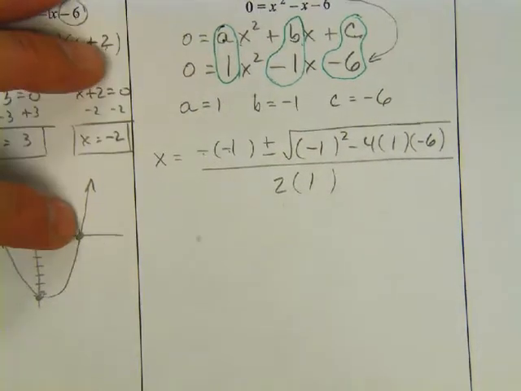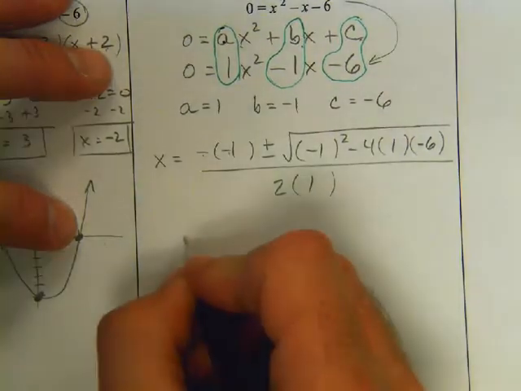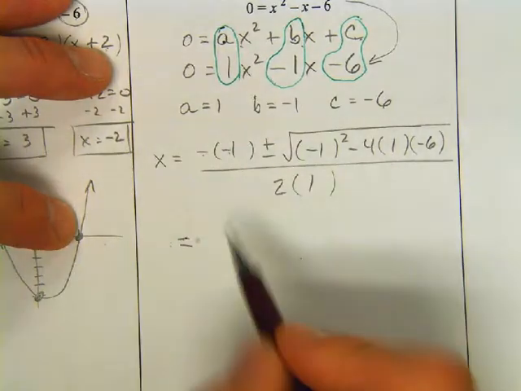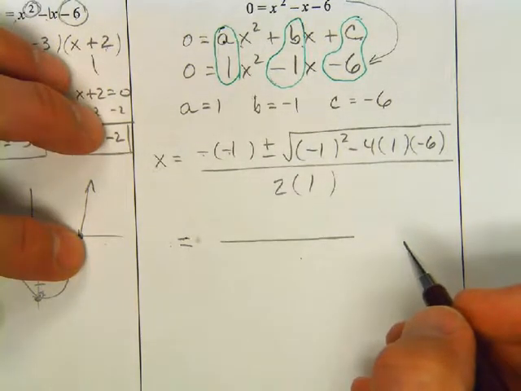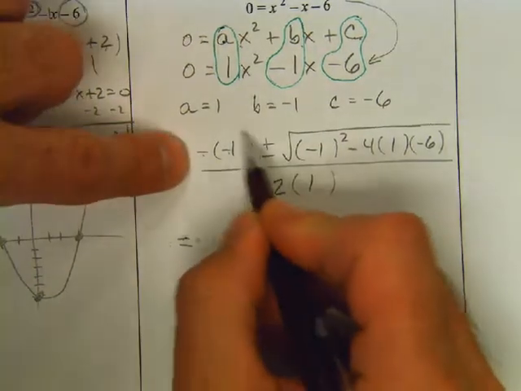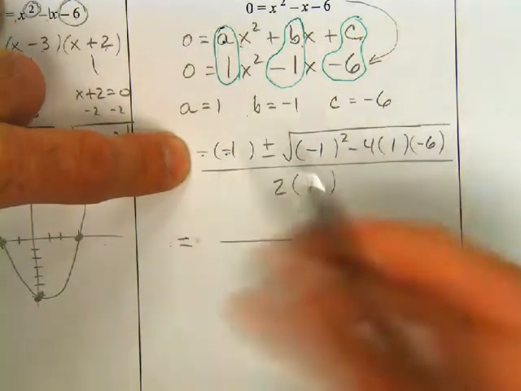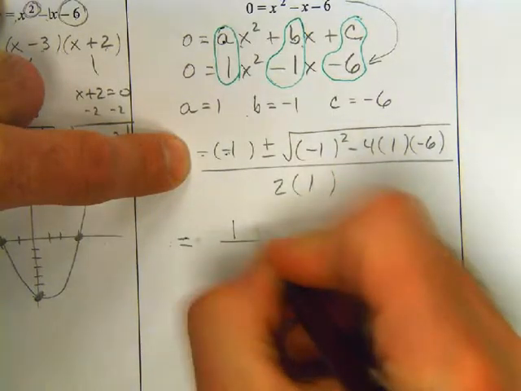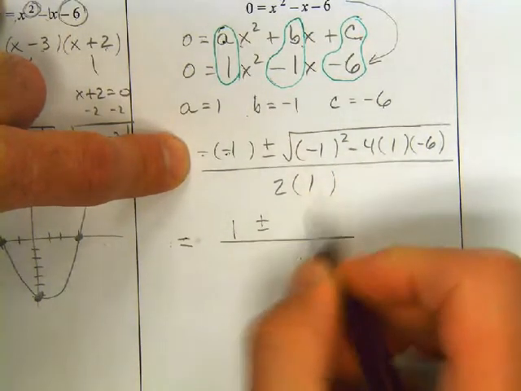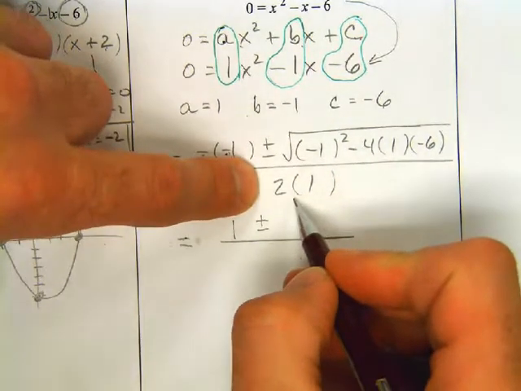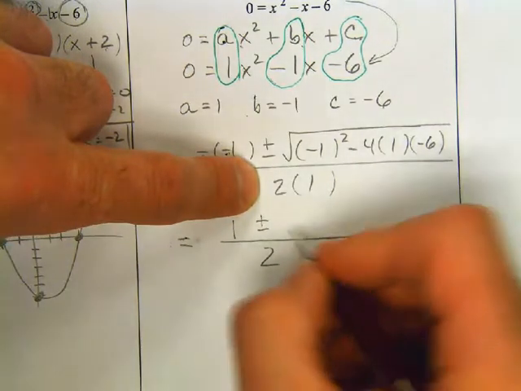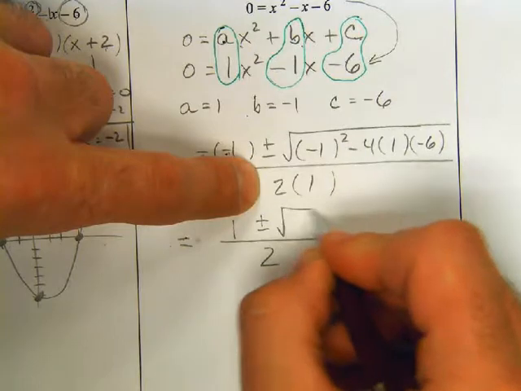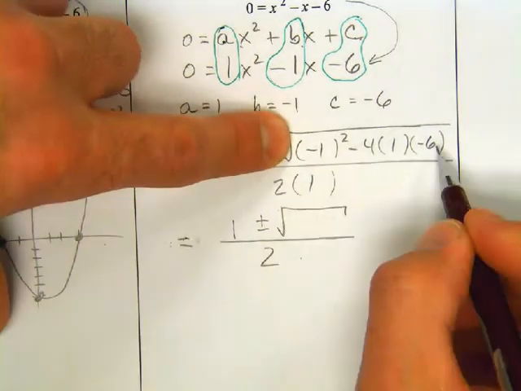Now, what I do is I start solving this in chunks, 3 chunks. I do this first part right here. What's negative times negative? Positive 1. Plus or minus. Then I go to the denominator. What's 2 times 1? 2. That's the easy part. Then I write the square root symbol and I figure out what's underneath.